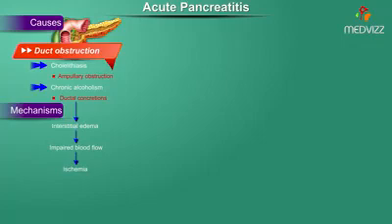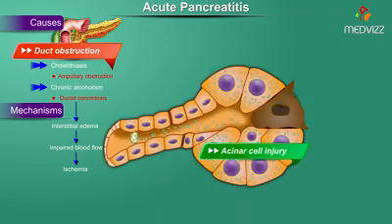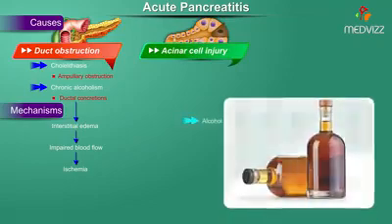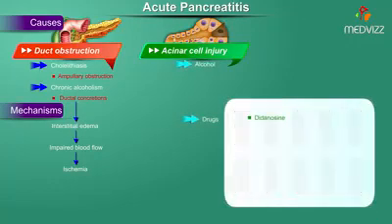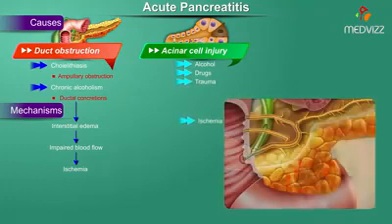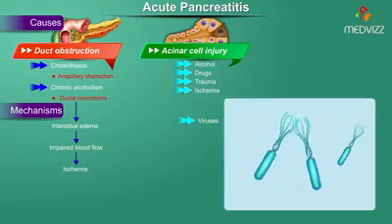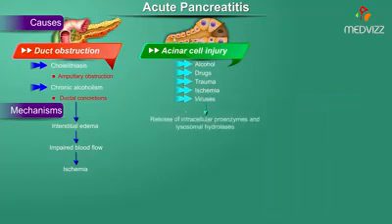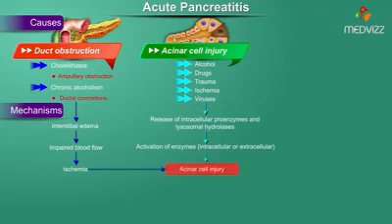The other cause is acinar cell injury, which can occur secondary to alcohol, certain drugs like didanosine, valproic acid, pentamidine, tetracycline group of drugs, and sulfur-containing drugs like sulfonamides, diuretics. The other causes include trauma, ischemia, certain viruses, predominantly the mumps virus, which all result in release of intracellular proenzymes and lysosomal hydrolases, which results in activation of these enzymes. Eventually, all of these lead to acinar cell injury.